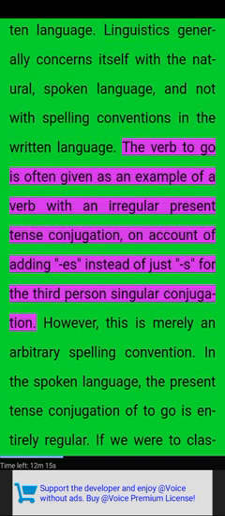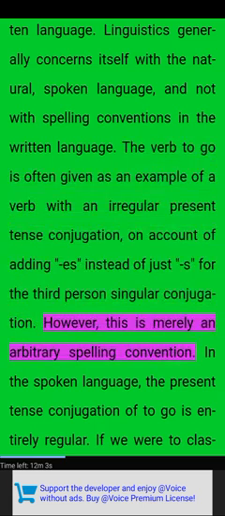The verb to go is often given as an example of a verb with an irregular present tense conjugation, on account of adding -es instead of just -s for the third person singular conjugation. However, this is merely an arbitrary spelling convention. In the spoken language, the present tense conjugation of to go is entirely regular.